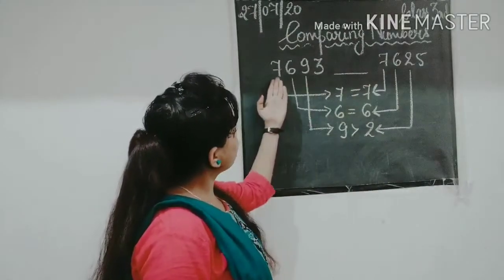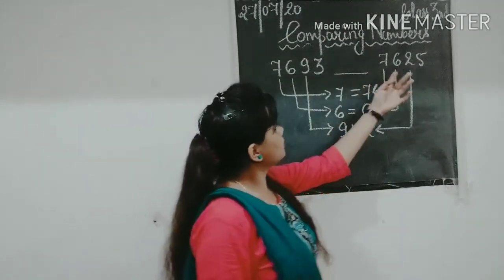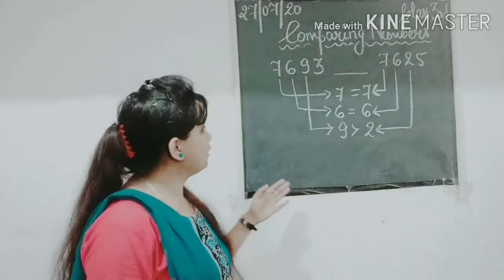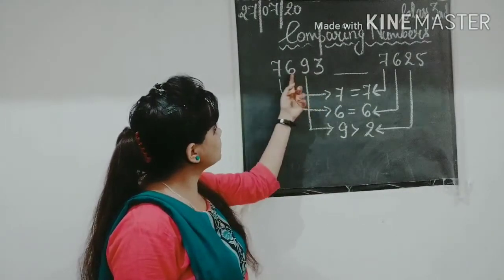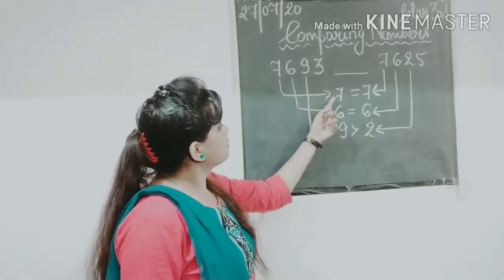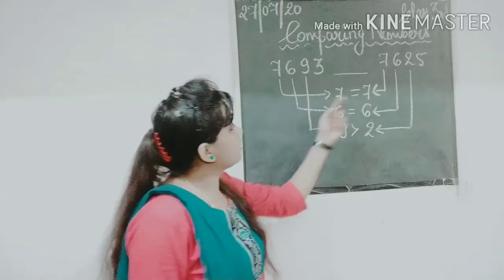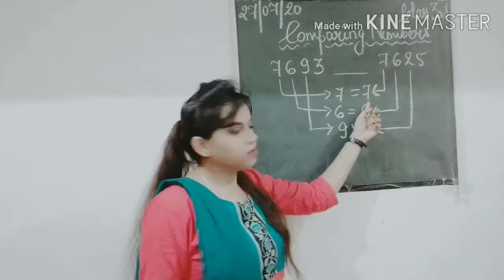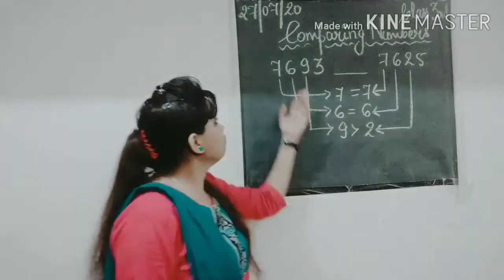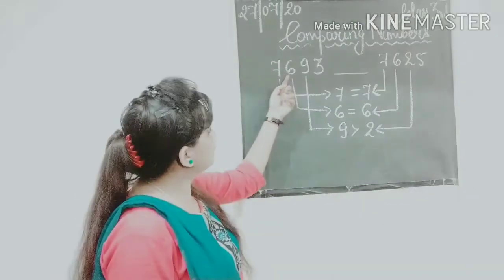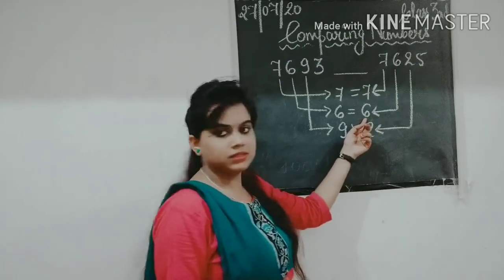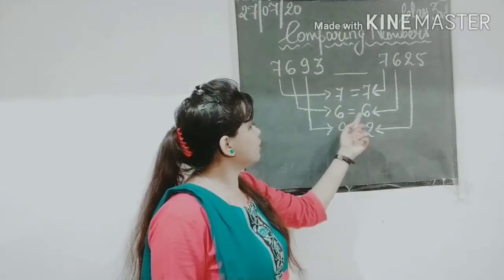There are two numbers, 7693 and 7625. We have to compare these two 4-digit numbers. First we will compare the thousands place. In the thousands place, here 7 is there, and in this number also 7. That means 7 is equal to 7. So we will move to the hundreds place. In the hundreds place 6 is there, and here also 6 is there. That means 6 is equal to 6.